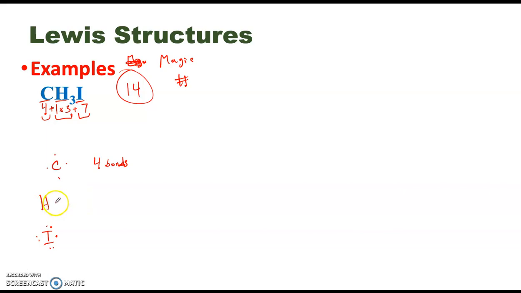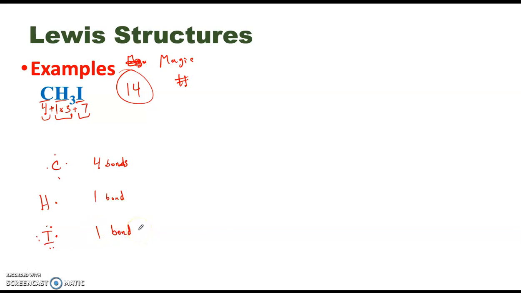Hydrogen has 1 valence electron. It has 1 single dot, so it's going to form 1 bond. Iodine has 7 valence electrons, but notice we got 3 pairs. They don't do anything. There's actually only 1 single dot. So that's going to form 1 bond as well.